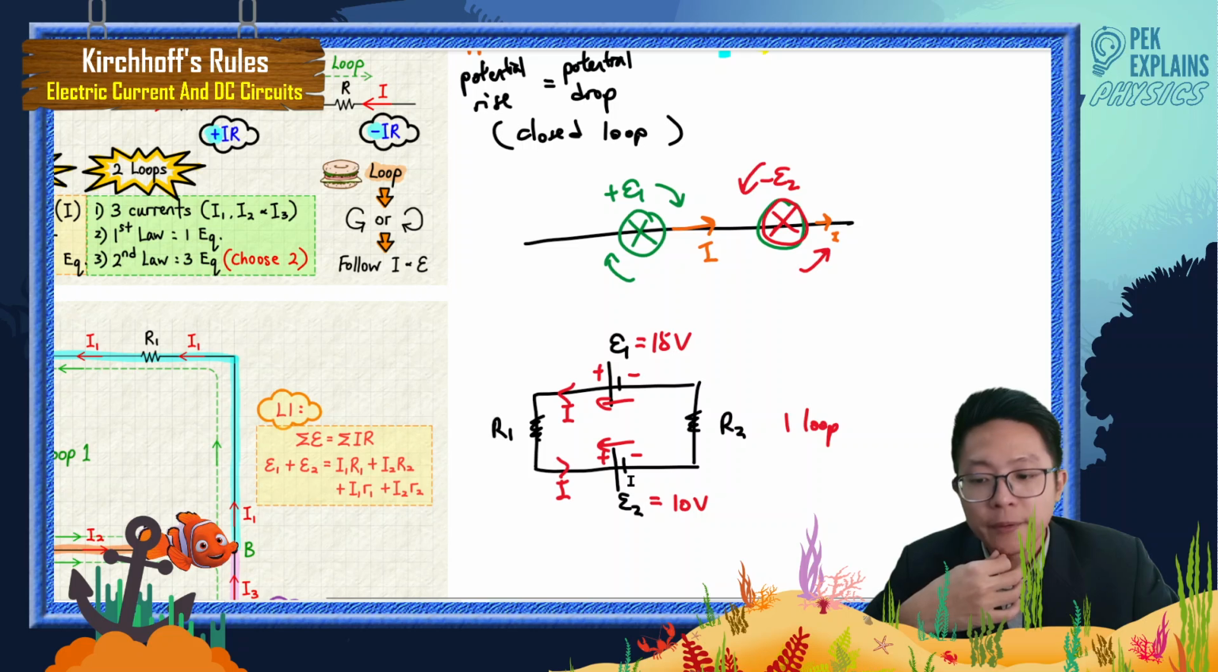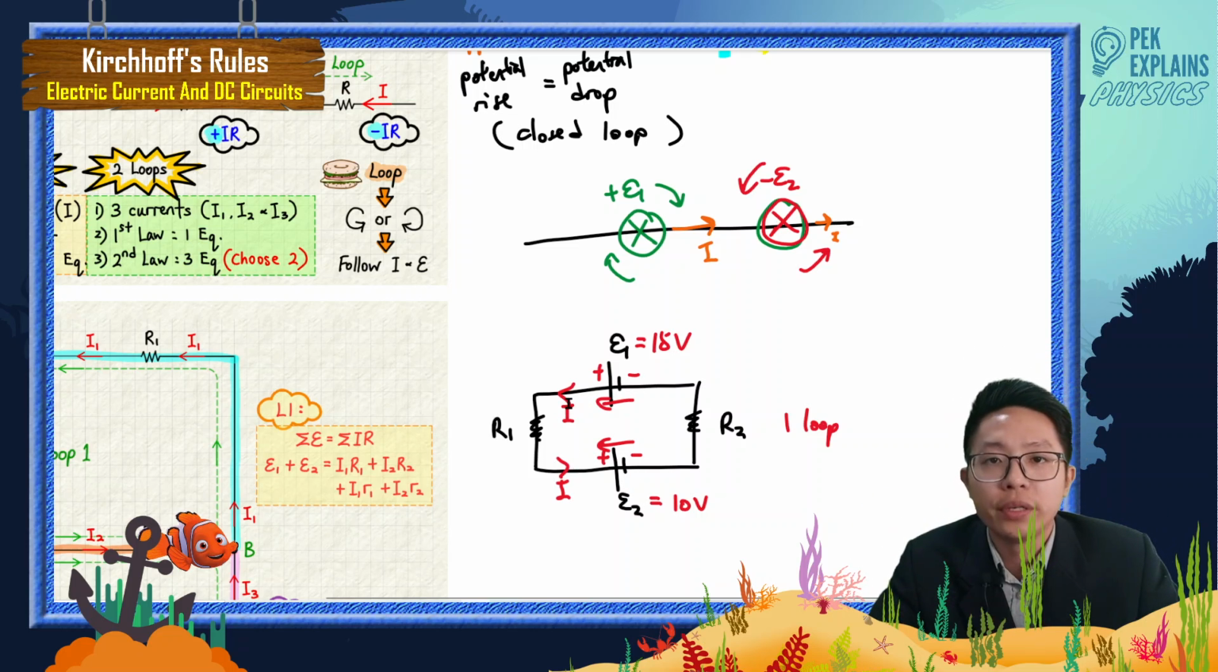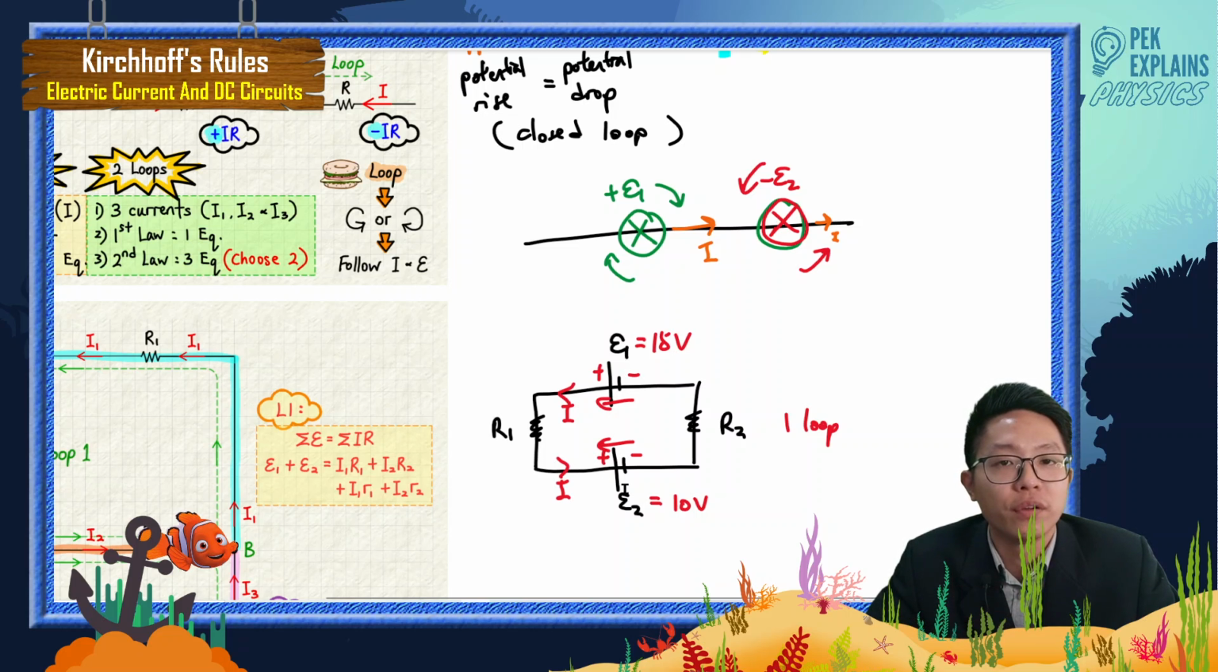Since there are 2 batteries, we cannot say 2 batteries produce 2 currents. No, the current will always follow the bigger pump, because this one pumps harder, 15 volt. This one, E2, is a smaller pump, it pumps softer. So the current will tend to follow the dominant pump. So it will follow this way. Although the EMF of E2 is in opposite direction, it is a smaller battery. It's not strong enough to overcome the 15 volt. So the current will follow the 15 volt instead of 10 volt.